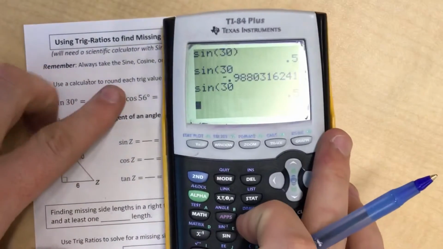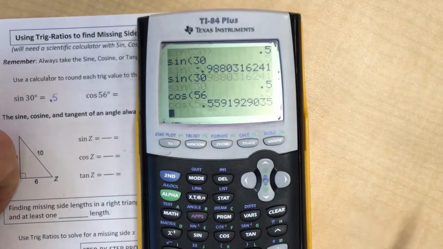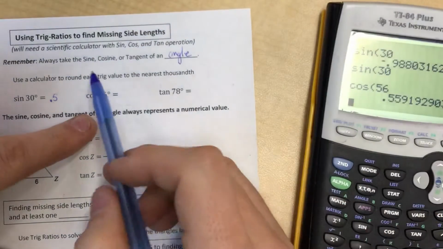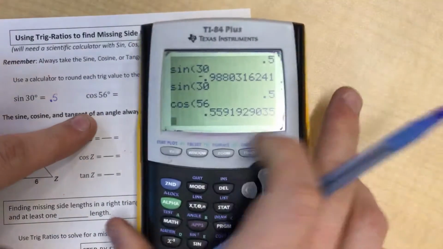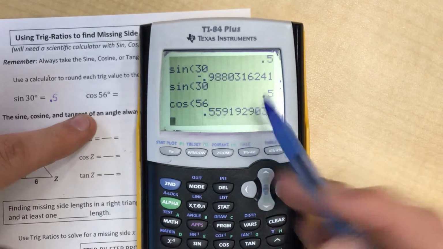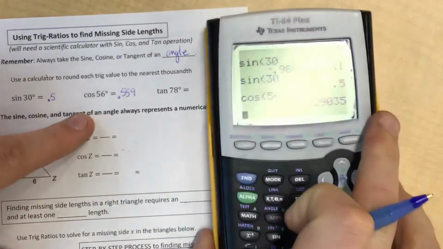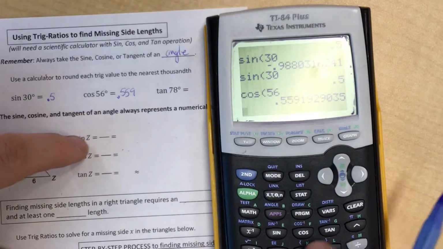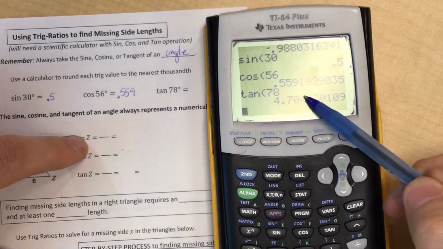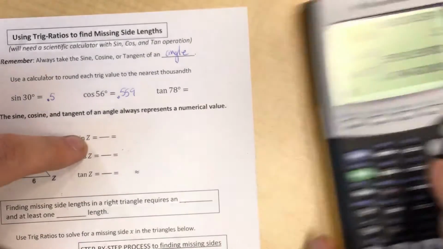If we continue, what is the cosine of 56? Let's just make sure that you get the same answer as us. It should be 0.5591. Now I said round to the nearest thousandths, which is 3 decimal places. So we'll round, the 1 keeps the 9 and 9, so 0.559. And the last one, let's just make sure everything's working. The tangent of 78, round to 3 decimal places. The 6 is going to round the 4 to a 5, so 4.705.